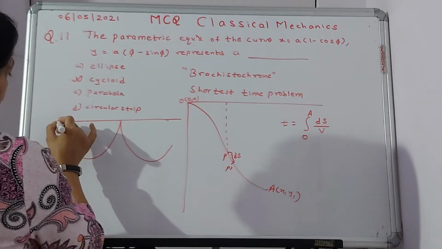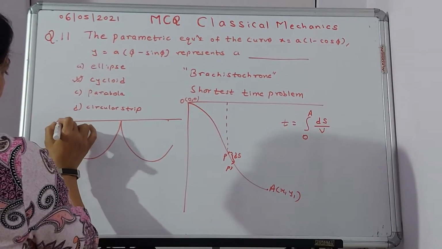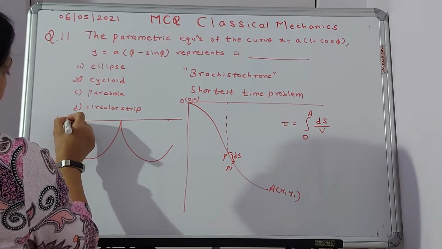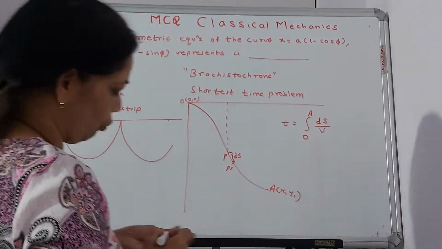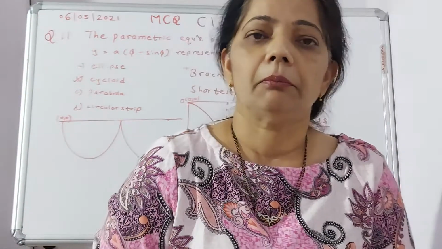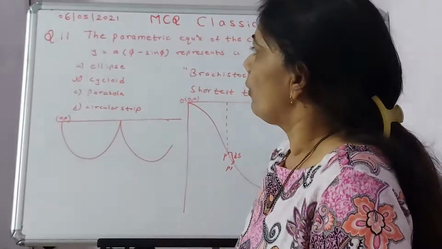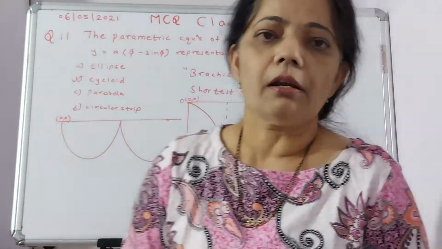And so on. So this is your starting point, correct? Origin. And here it will go on. So these are nothing but the equations of the cycloid over here. Correct? We'll move towards question number 12.